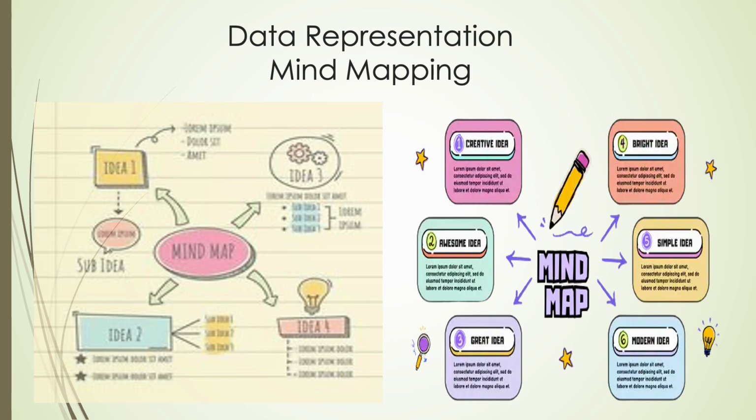Mind mapping is a dynamic visual technique for organizing information, generating ideas, and revealing connections between concepts in a nonlinear, intuitive format. This example structures content around central themes like menu, data, and creative categories like creative idea, great idea, using branches to explore related elements.